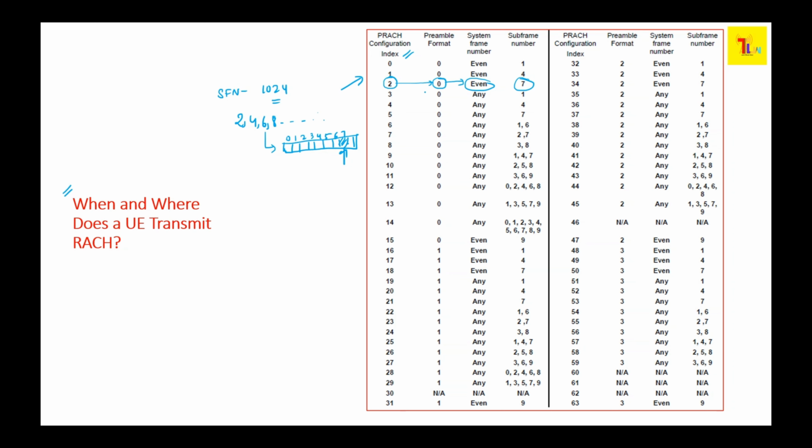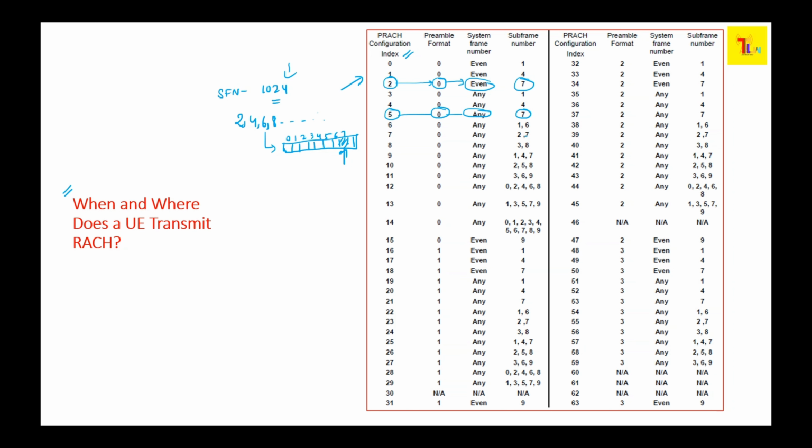If you take PRACH config index 5, it means it is going to use preamble format 0. It can go with any SFN from 1024 and go with subframe number 7. This is how exactly you read this.